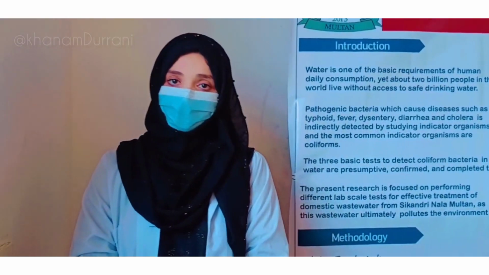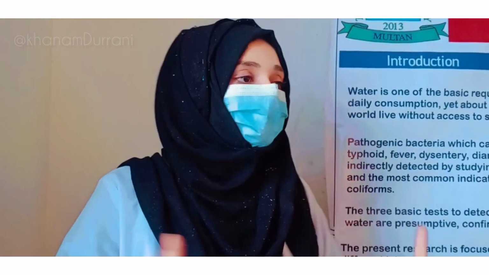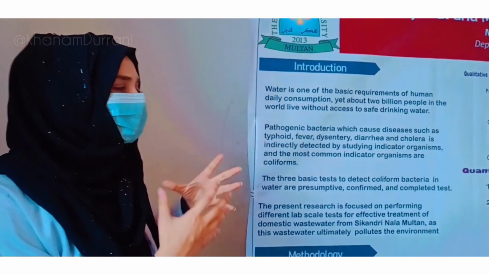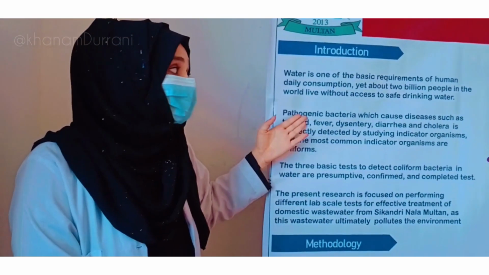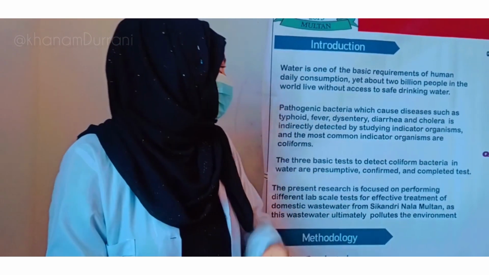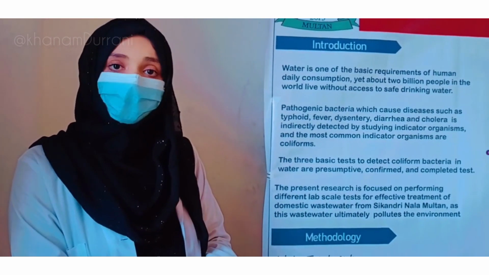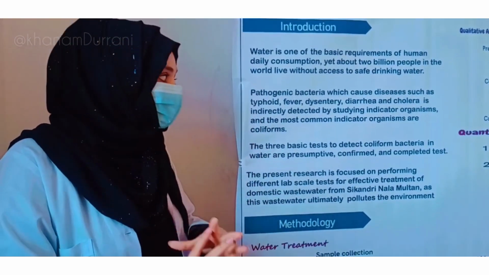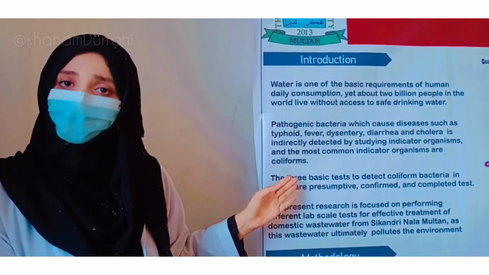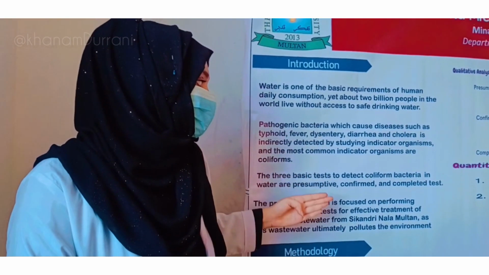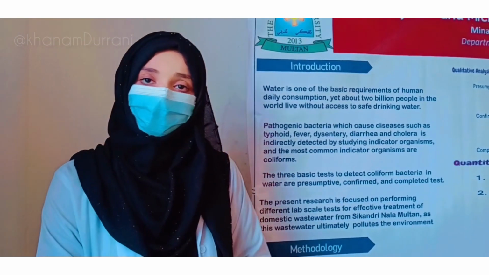So first of all, let me tell you what is wastewater and why there was a need to do this group project. Water is one of the basic requirements of human daily consumption, yet about 2 billion people in the world live without access to safe drinking water. Pathogenic bacteria which cause diseases such as typhoid fever, dysentery, diarrhea, and cholera are indirectly studied by studying indicator organisms, and the most common indicator organisms are coliforms. The 3 basic tests to detect coliform bacteria are the presumptive test, confirmed test, and completed test.